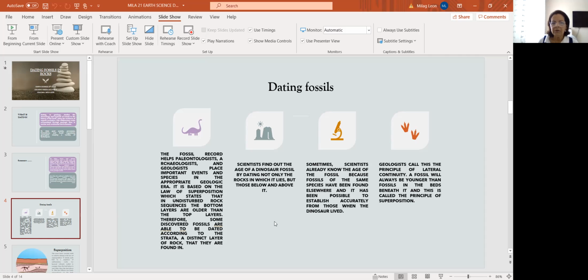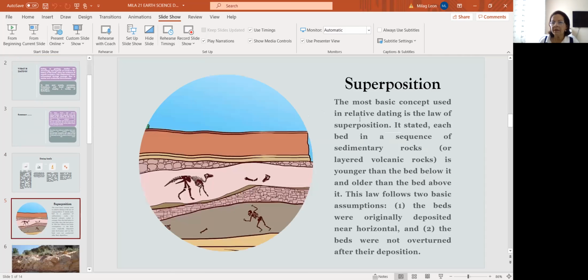Scientists find out the age of the dinosaur fossil by dating not only the rocks in which the dinosaur lies, but also the rocks below and above it. Also, scientists sometimes will know the age of the fossil because of fossils of the same species that have been found in another area. Geologists call this the principle of lateral continuity, and that means also a fossil will always be younger on the top of the bed than the one beneath the bed.